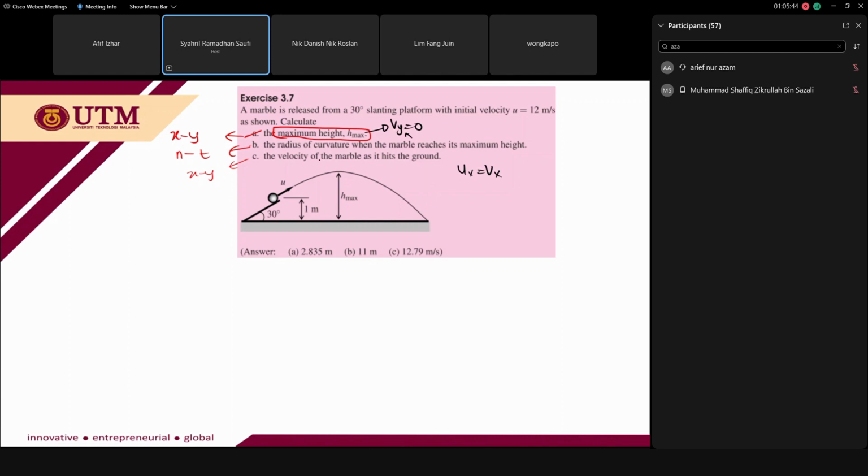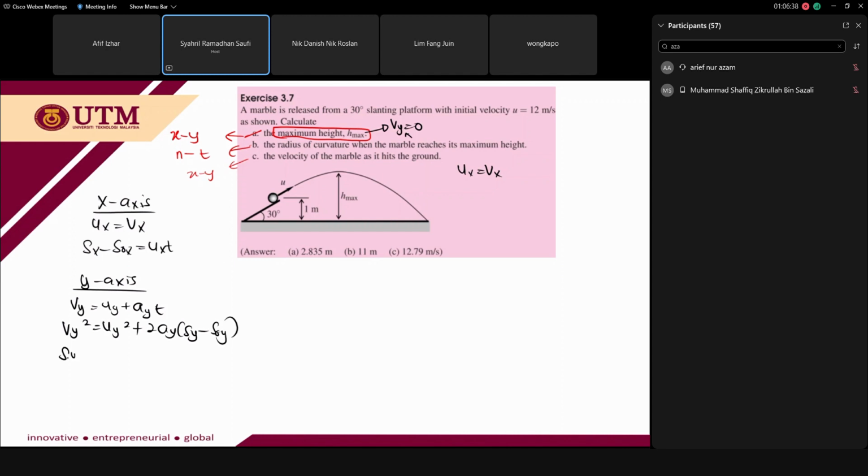So here is maximum height. You have the x-axis equation and the y-axis equation. For the x-axis, ux is equal to vx, so initial velocity is equal to final velocity, and sx minus s naught x is equal to uxt. Then for the y-axis, vy is equal to uy plus ayt, and then vy squared is equal to uy squared plus 2ay sy minus s naught y, and the last equation is sy minus s naught y equal to uyt plus half ayt squared. So these are the three equations for the y-axis.